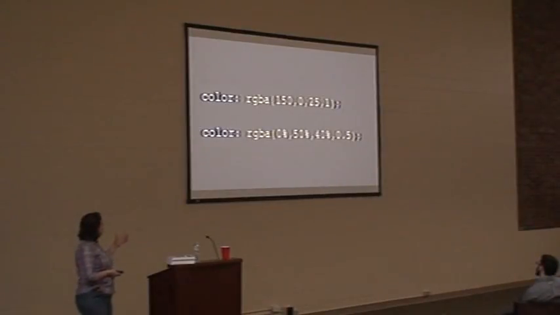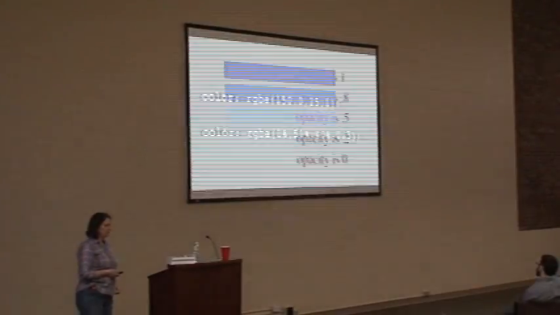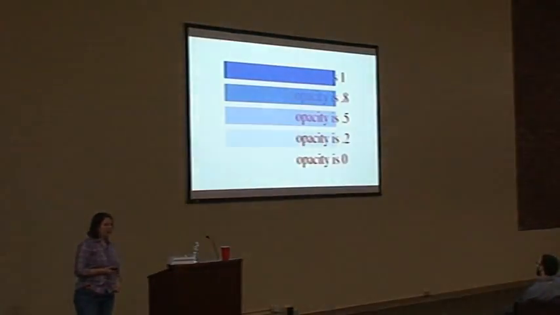So here we have one of them is 1, so that's opaque, and the last number in the second one is 0.5, which is halfway transparent. So it can be any decimal number between 0 and 1. And you can do this either using the integers or the percentages for the first three numbers. And then this is what it would look like.